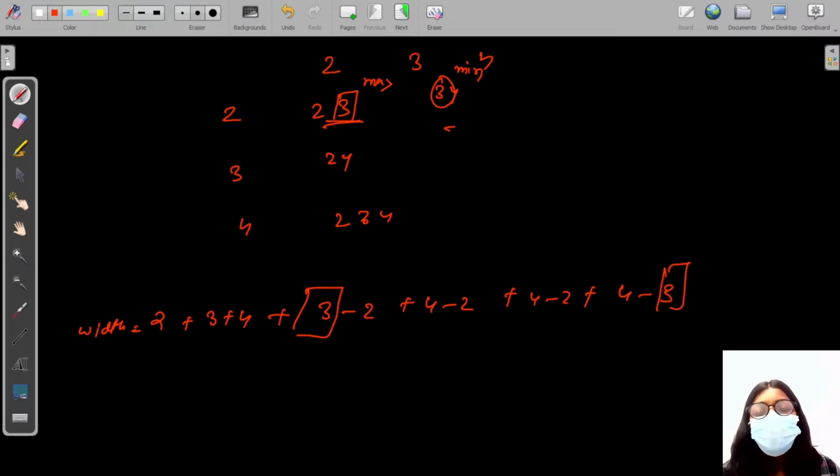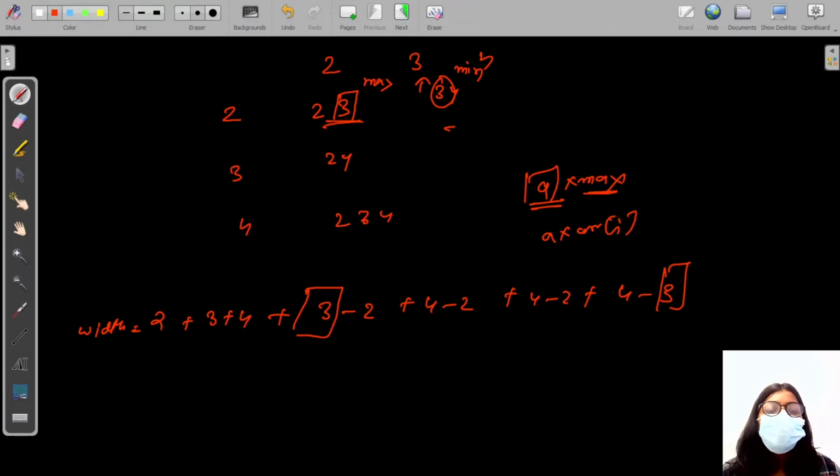So I am adding how many times? Let's say 8 times it's behaving as max. So I am adding my arr of i, 8 times, to my width. Let's say my arr of i is 3. I am adding arr of i 8 times to my width. Alright. And I am subtracting my arr of i B times from my width whenever it is behaving as min.